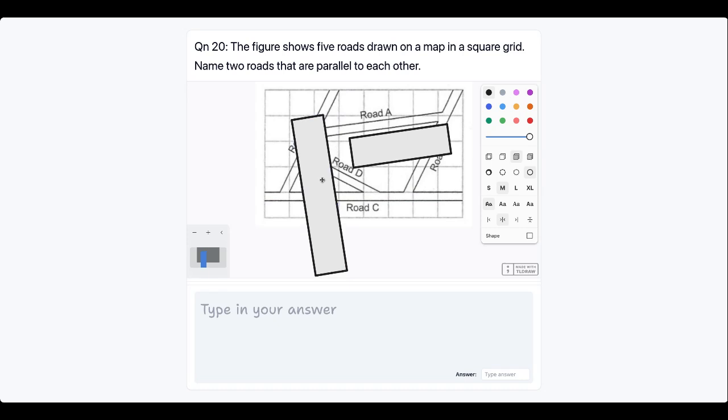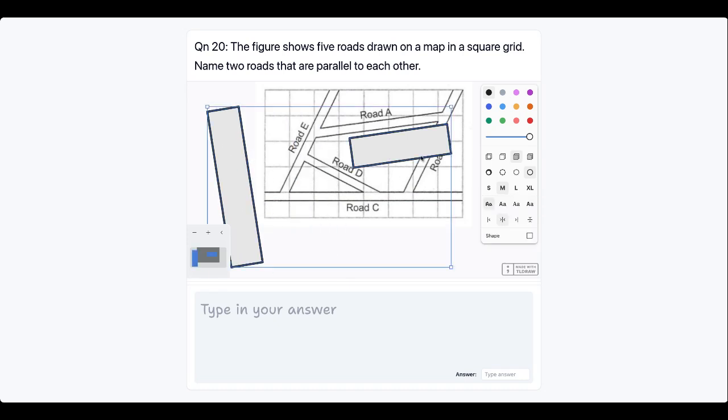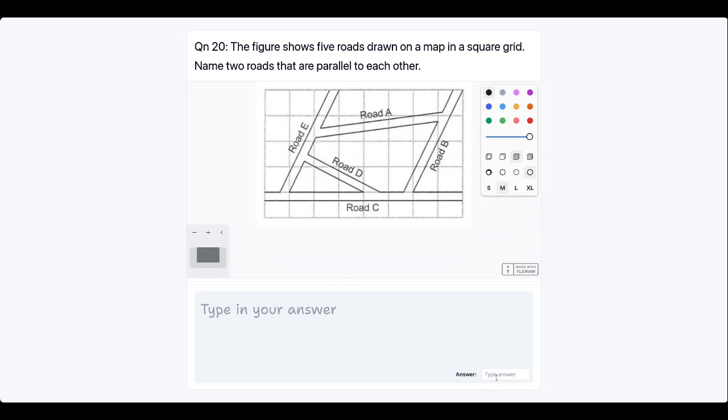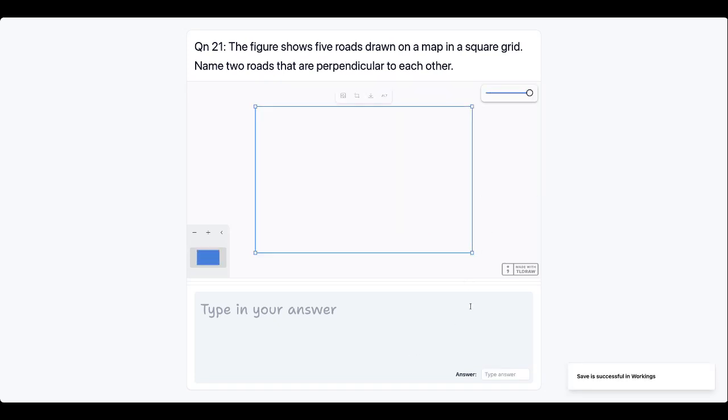So in conclusion, road E is parallel to road B. In this case over here, let me just draw a line, red or green. So this and this are parallel to each other. I'm just going to draw a parallel arrow as what you see over here. Okay, that's it. Let's move on to the next question.